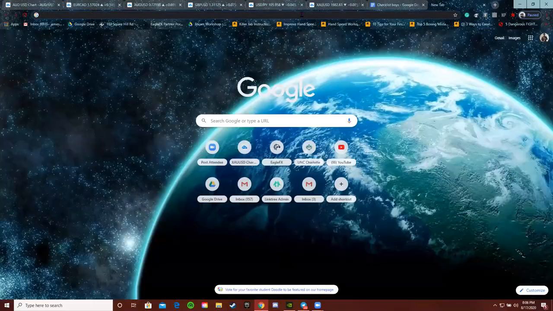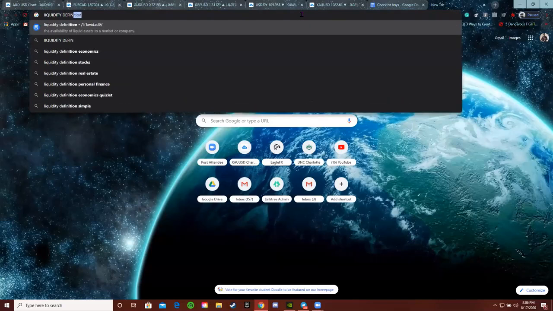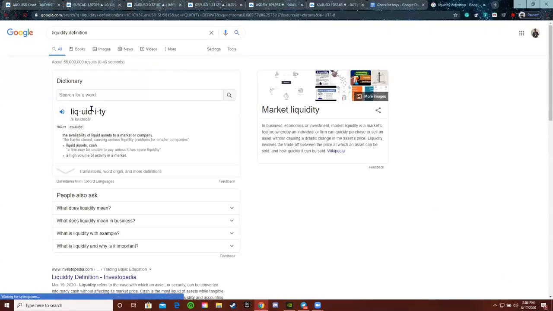So if we look up the actual definition of liquidity, let's go to Google for that. It's very simple. Let's look up the liquidity definition, right? Market liquidity. In business, economics, or investment, market liquidity is a market's feature whereby an individual can purchase said asset, whatever. A better definition is liquid assets or cash, right? Liquid assets or cash, the volume that you have available to you.